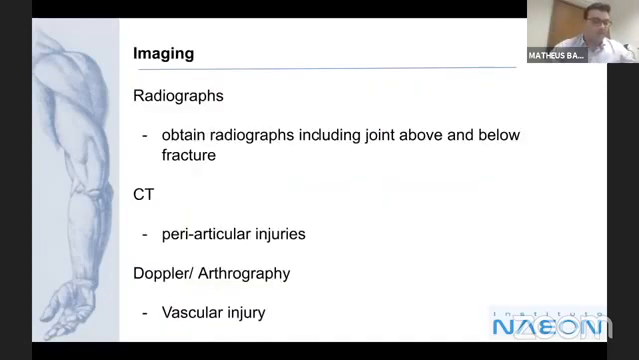In imaging, we can have radiographs, and we should include the joint above and below the fracture. And CT to look at periarticular injuries. It can provide more detailed information regarding the fracture and its personality. It makes it easier to plan the surgery, to think about what we can do with the bones and the structures around there. And if we think about vascular injury, we can use a Doppler or arthrography, but we also have to call the vascular surgery to help us in this case.